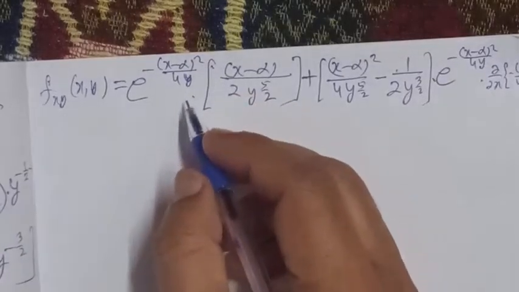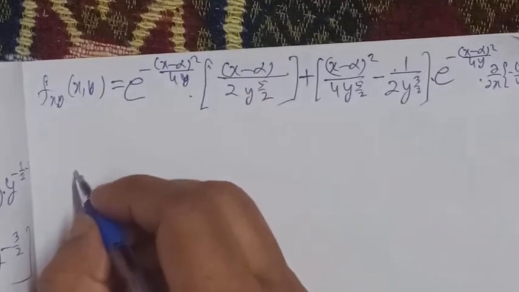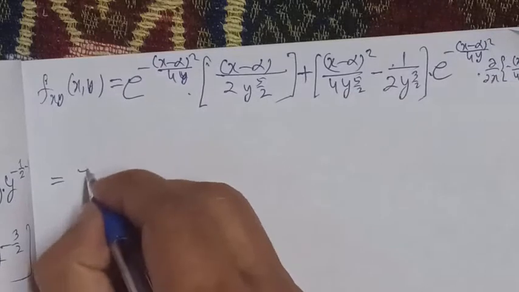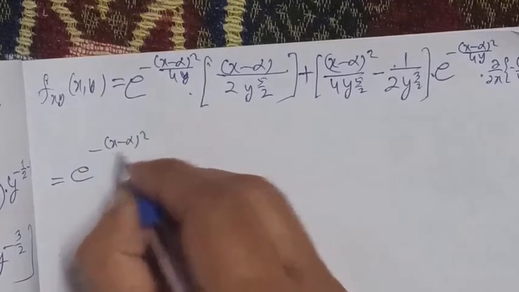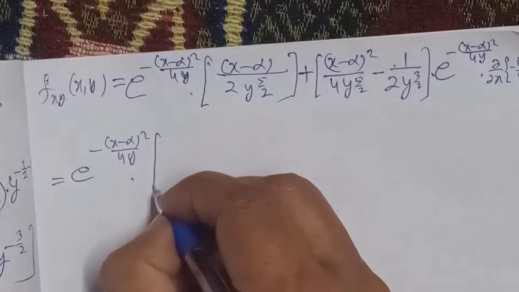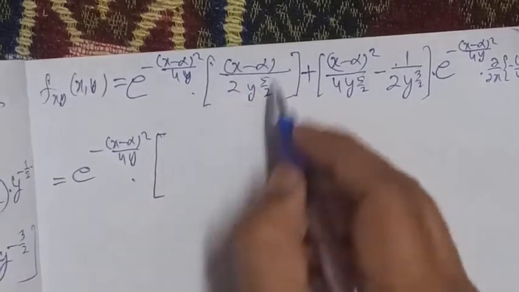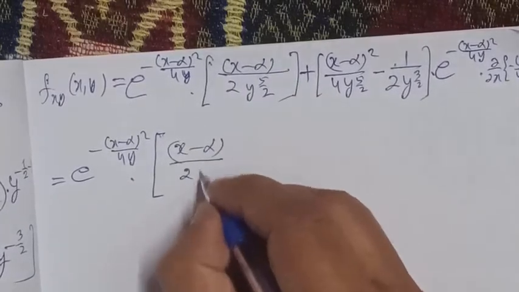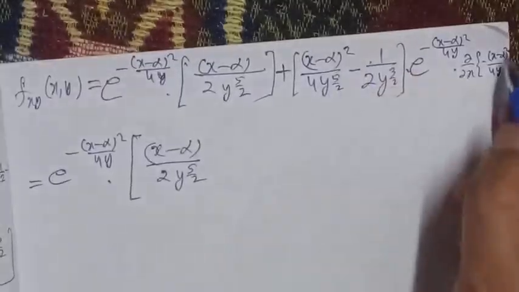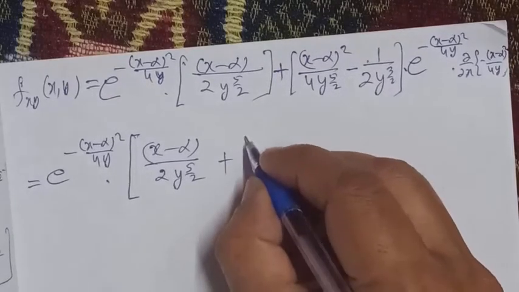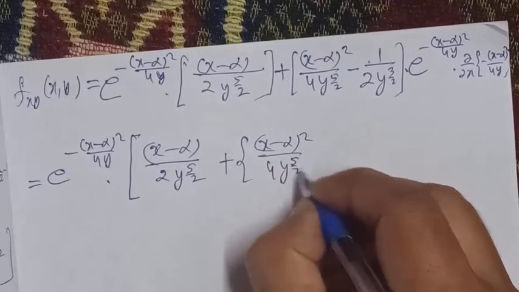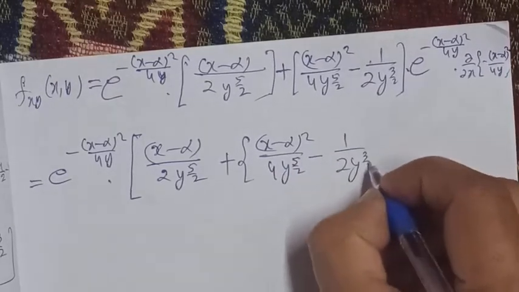Now we write. We can take out common from these two terms e to the power minus (x minus alpha) whole square upon 4y, so that it becomes easier for us. So write this value: (x minus alpha) upon 2y to the power 5 by 2, and this value, plus (x minus alpha) whole square upon 4y to the power 5 by 2, plus minus 1 upon 2y to the power 3 by 2.